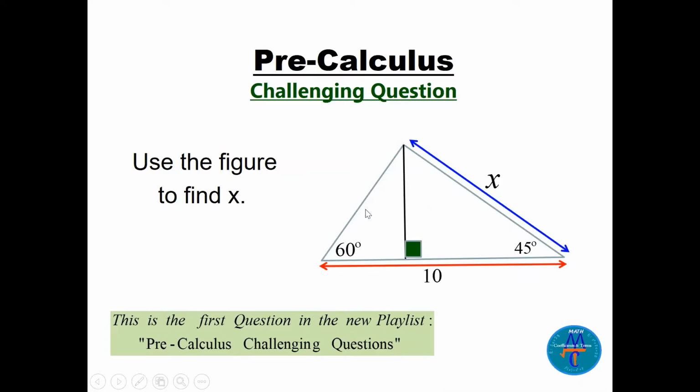This is the first question in the new playlist called Pre-Calculus Challenging Questions. The question is, we have this figure here, two right triangles. We have angle 60 there, angle 45 degrees. All this side is 10, and we need to find the value of x, this side here. You can have a chance to try it, please, and then you can look at the solution if you are ready.